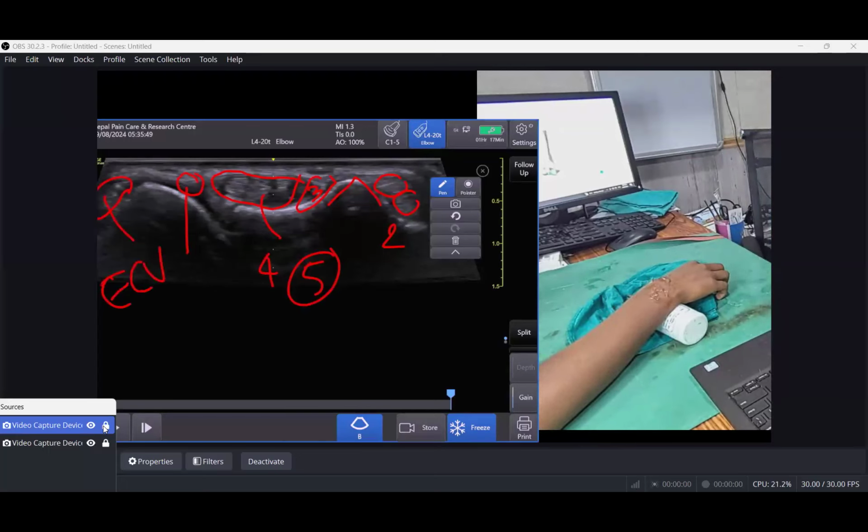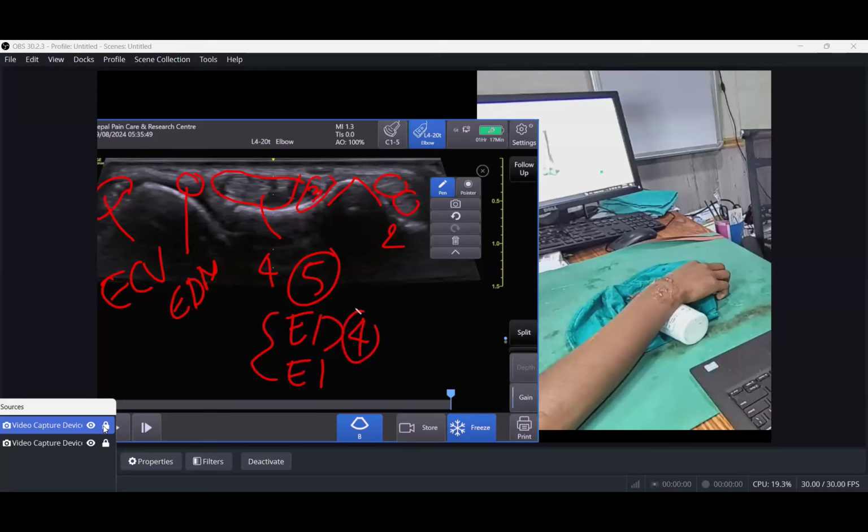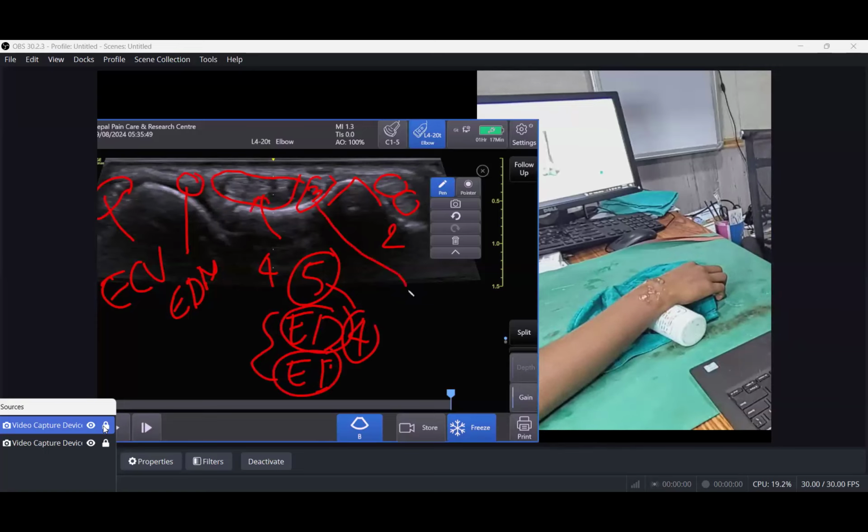So this one is extensor digiti minimi. The 4th compartment consists of 2 different things: one is extensor digitorum and one is extensor indicis. So there are 5 tendons, 4 of extensor digitorum and 1 of extensor indicis in compartment number 4. And in compartment number 3, it is longus, only one. And this is the tubercle.